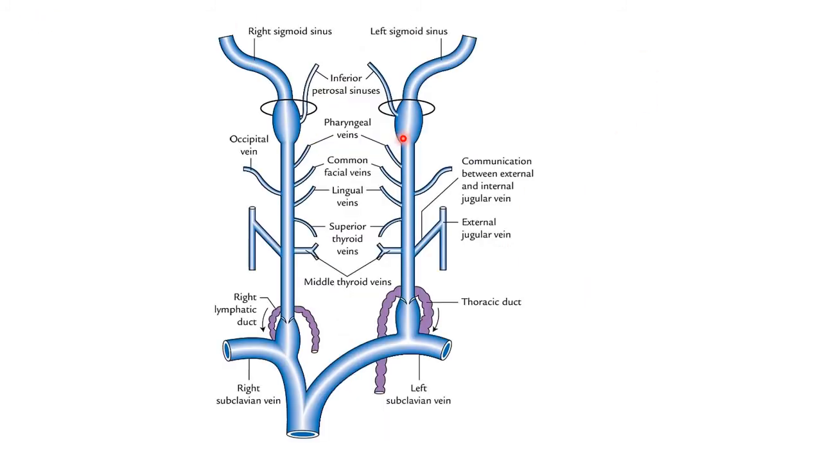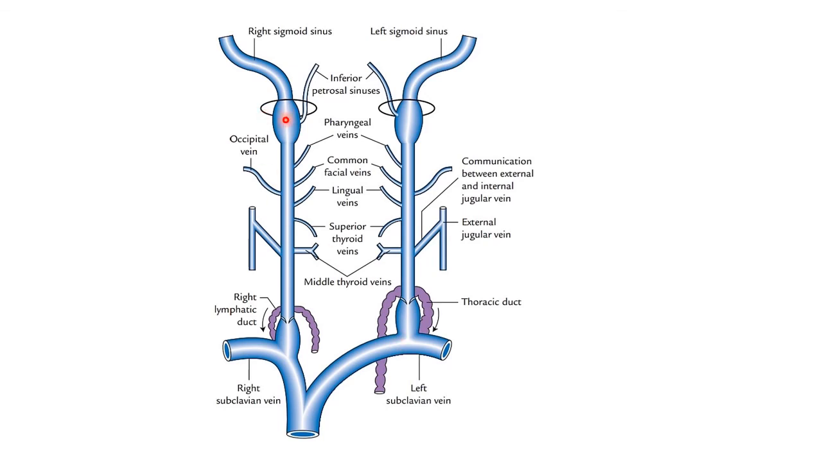The internal jugular vein is the largest vein in the neck. It begins as a direct continuation of the sigmoid sinus at the base of the skull below the jugular foramen. It descends vertically downward to end behind the sternal end of the clavicle by joining the subclavian vein to form the brachiocephalic vein. The internal jugular vein drains the brain and most of the tissues of the head and neck.